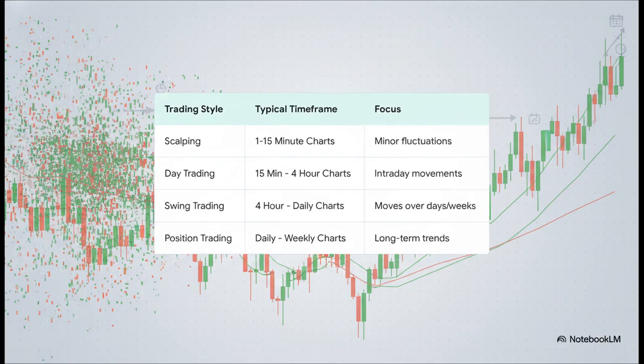Okay, this next point is absolutely crucial. Perspective is everything. The story a chart tells you completely changes depending on the time frame you're looking at. A day trader might be focused on 1-minute candles to catch tiny moves, while a long-term investor is looking at weekly candles to see the big picture. They could be looking at the exact same stock and seeing two totally different stories.